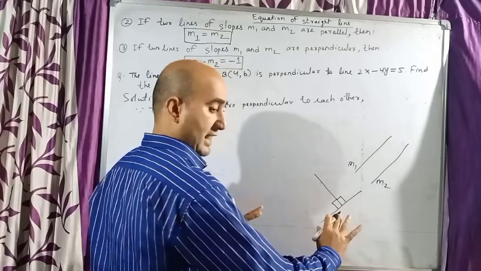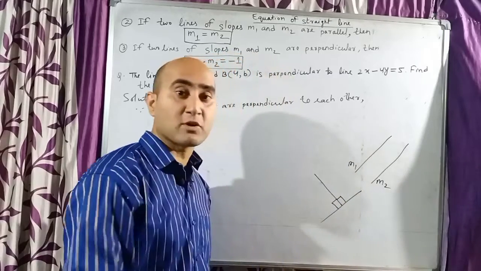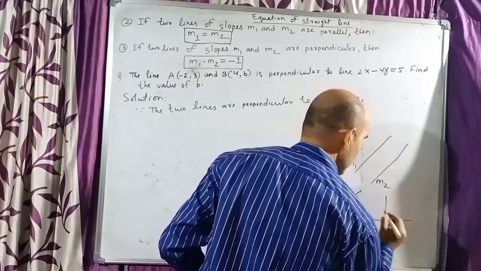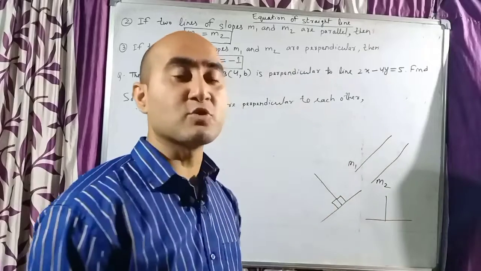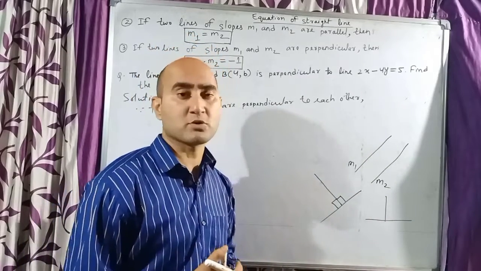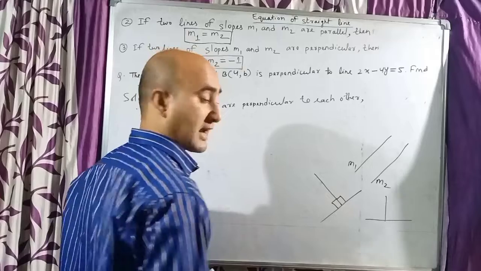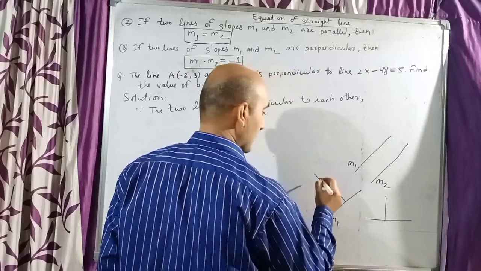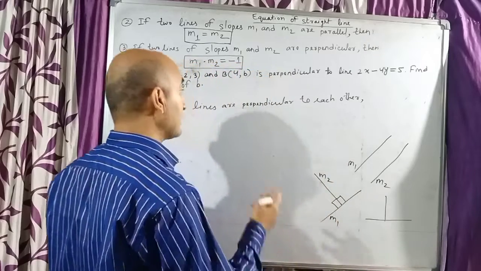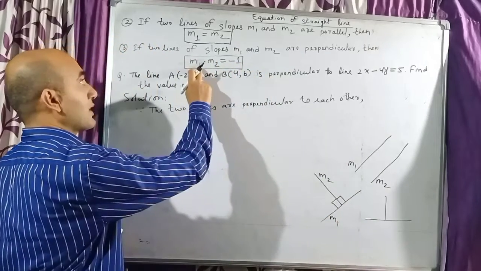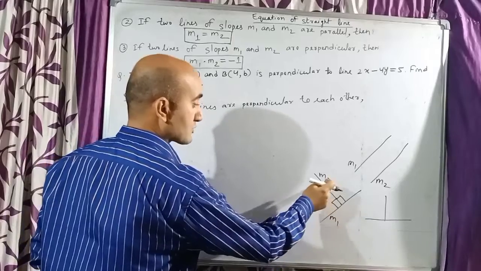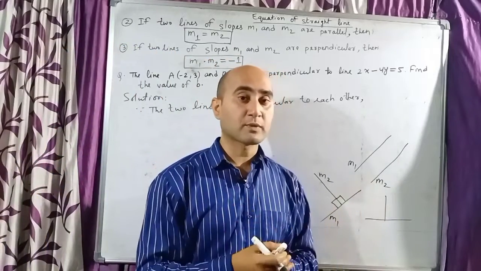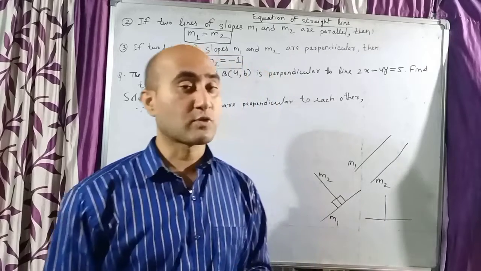If such a condition happens, I made a slightly slanted line because we are speaking about slope. Otherwise we can make it like this also, no issue. This is also perpendicular, but just to explain the slope, I am making such a diagram. So when two lines are perpendicular to each other, think this has slope m1 and this has slope m2, then the formula says m1 into m2, first slope into second slope, equal to -1. That means when you multiply both slopes, the value will be -1. This is formula number 2.